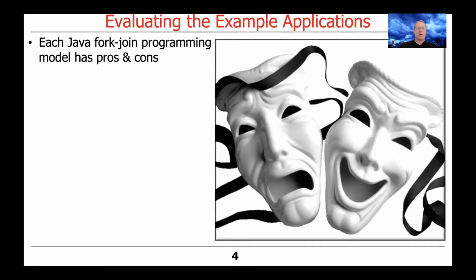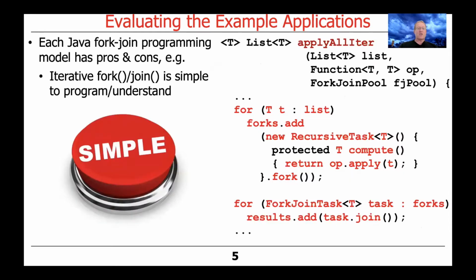So each of the Java fork join programming models we've looked at has various pros and cons. The iterative approach, the apply all iter model that we looked at first, its main virtue is it's relatively simple to program and relatively simple to understand. As you can see here, all it's doing is going through the list of elements, and then it's creating a new recursive task to process that element. It forks that task to arrange it to run in parallel in the fork join pool, and then it adds it to the forks list.